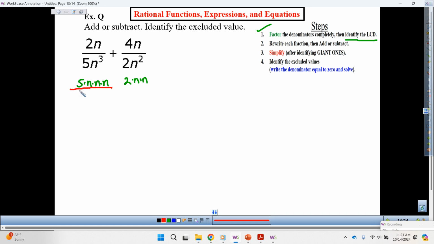What does this one need from over here? A 5. What else? And 1n. So that means I need to multiply this one times 5 and 1n. Is that correct? Whatever I do to the denominator, I do to the numerator. Are we there so far? Next, what does this one have? Look at it. That this one needs. The 2. Whatever we multiply the denominator, we multiply the numerator. Are we there so far? All right, copy that, please.